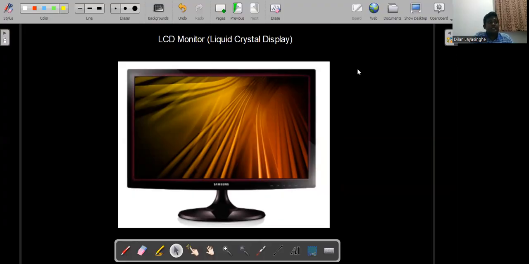Actually, the technology of this LCD is totally different when compared with the CRT monitor, right? In size, weight, heat and power consumption, this monitor is totally different from the CRT monitor, right? Its technology is liquid crystal display technology, right?